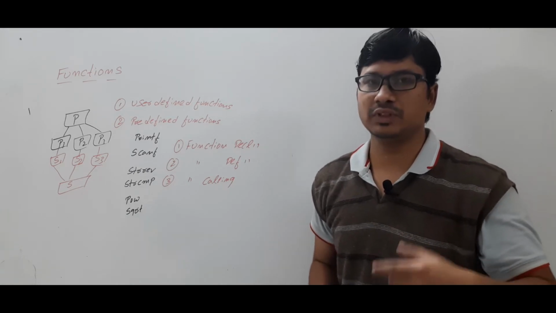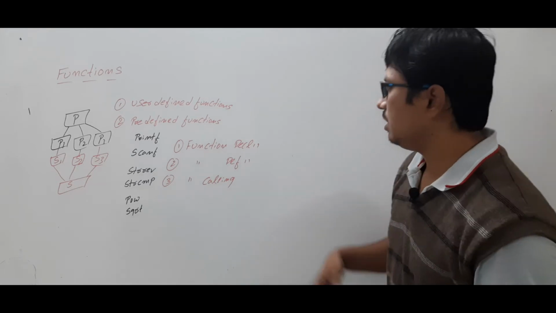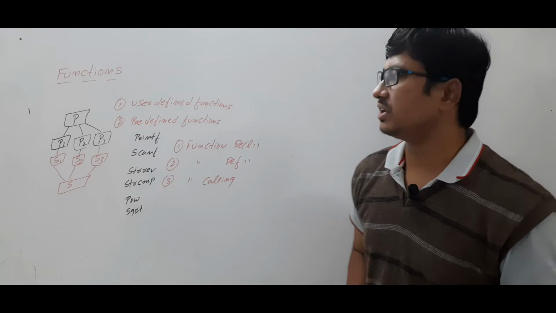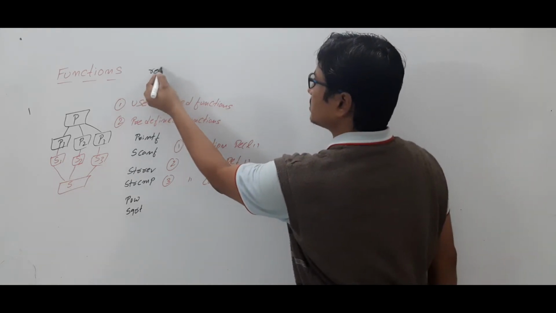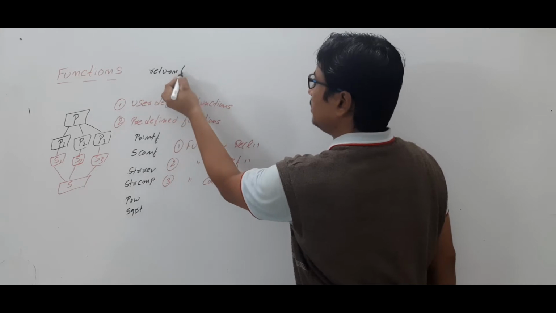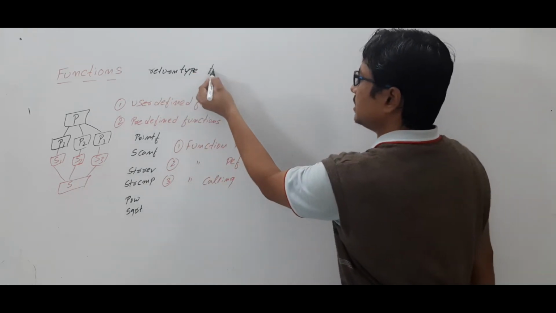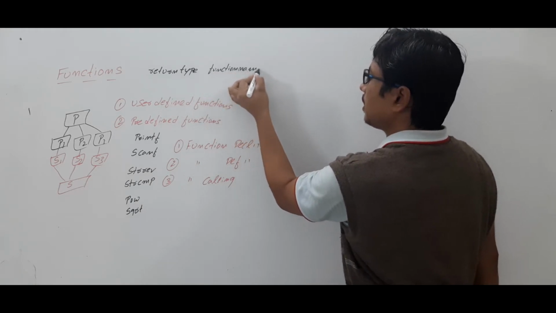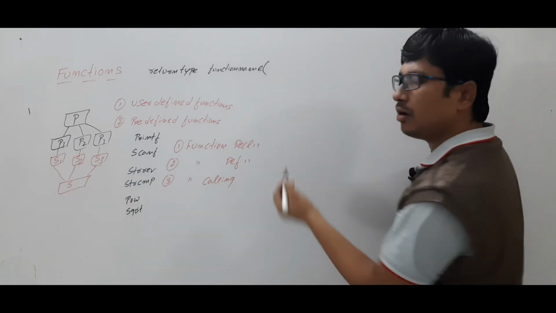That I will discuss with a small program so that you will understand with a practical example. Now let me discuss what is the function declaration or how to declare a function. The function declaration consists of the following things: return type, function name, and a collection of parameters or arguments.